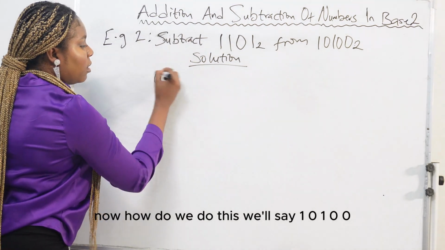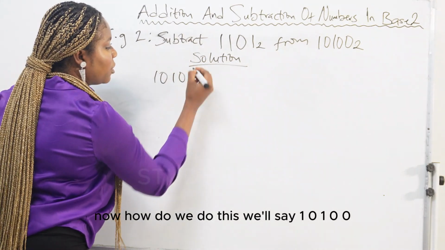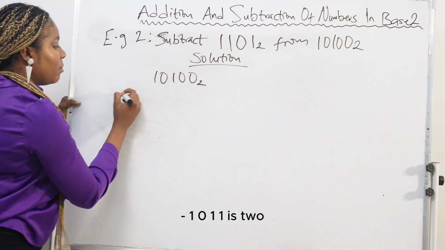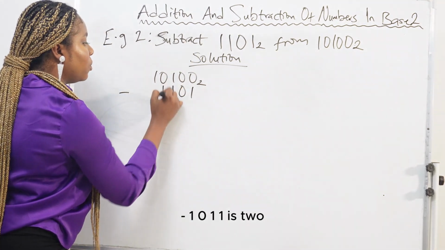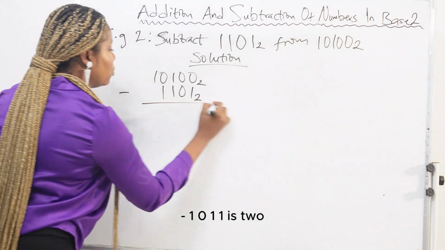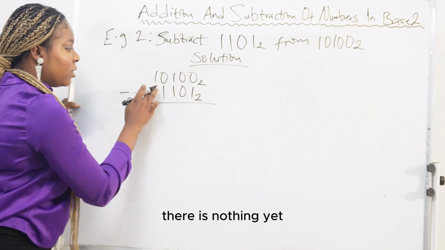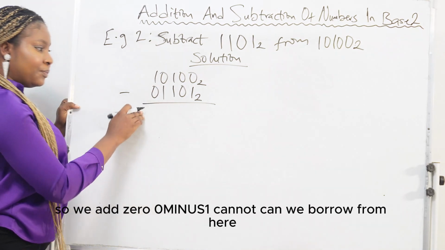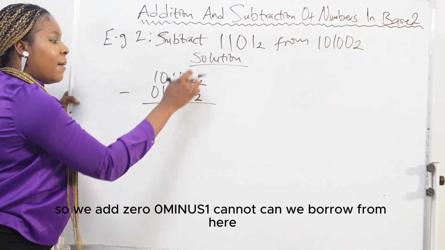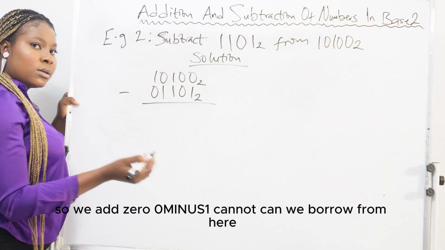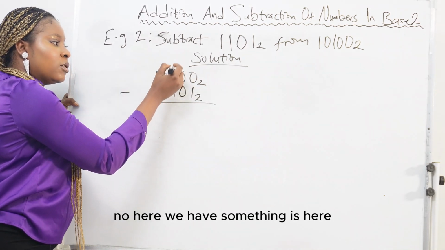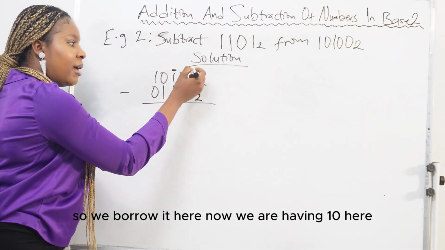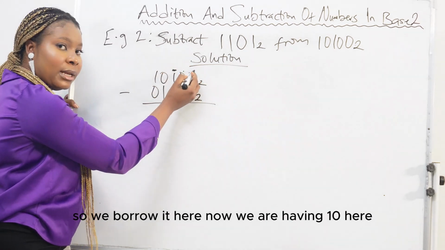Now, complex binary subtraction with borrowing. How do we do this? We'll say 10100 base 2 minus 1011 base 2. There is nothing here, so we'll add 0. 0 minus 1 cannot. Can we borrow from here? No. Here we have something, so we'll borrow it here. Now we are having 10 here.